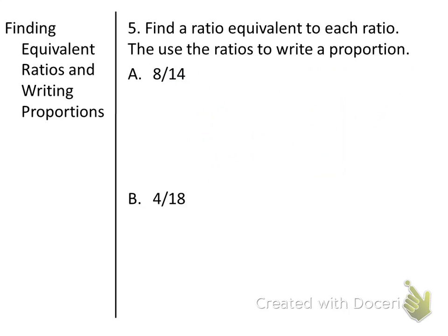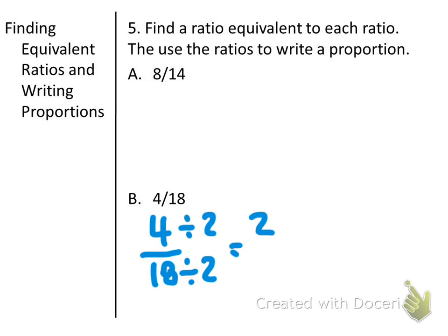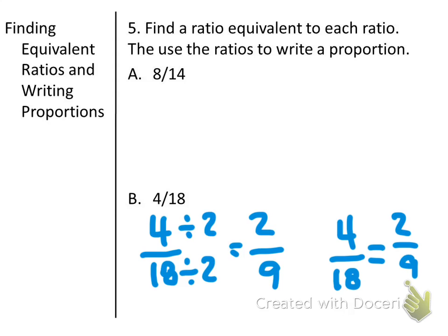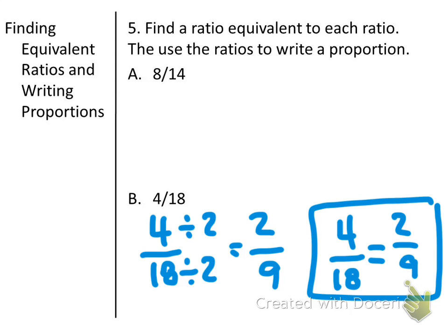Okay, the last one we have in our notes is 4/18. So this one I'm simply going to divide because I have a common factor of 2. So if I divide by 2, I get 2/9, so a common ratio for both would be 4/18 equals 2/9. This is a proportion, so that is correct.